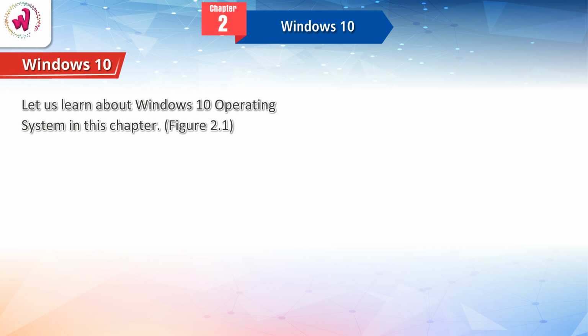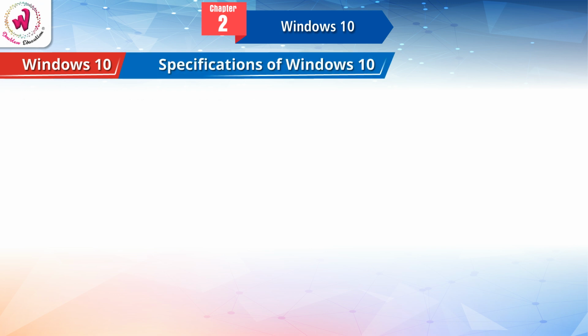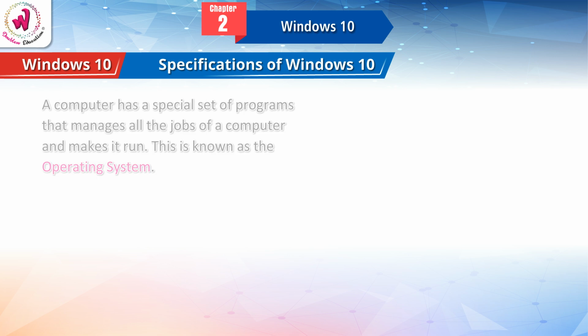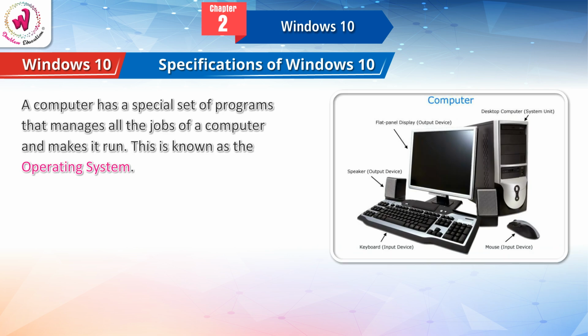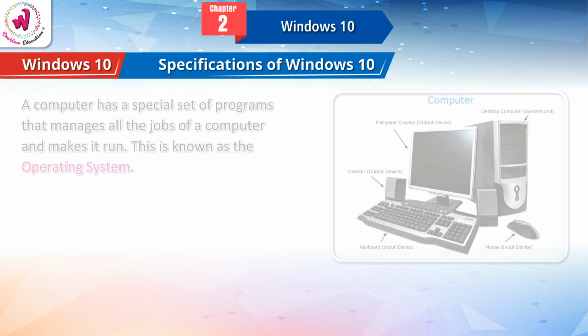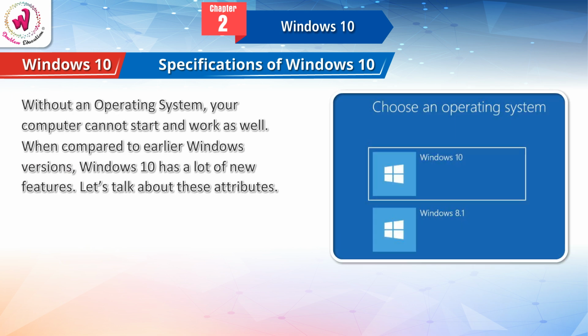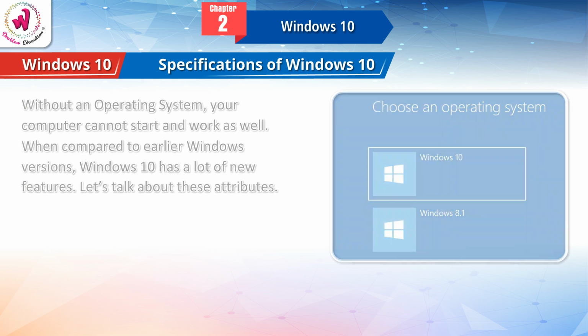Figure 2.1. Specifications of Windows 10. A computer has a special set of programs that manages all the jobs of a computer and makes it run. This is known as the operating system. Without an operating system, your computer cannot start and work as well. When compared to earlier Windows versions, Windows 10 has a lot of new features. Let's talk about these attributes.